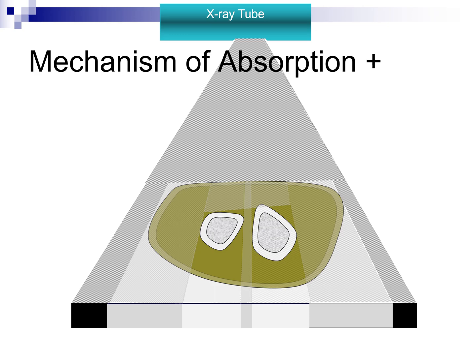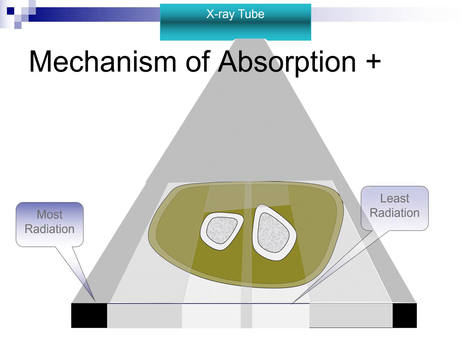Finally, the bone absorbs a large amount of radiation, so the shadow it casts on the final image is white or very light gray. This represents the least amount of radiation reaching the image receptor. Most radiation reaching the imaging plate is in the areas not covered by the patient, and the least is in the areas shadowed by thicker bone.